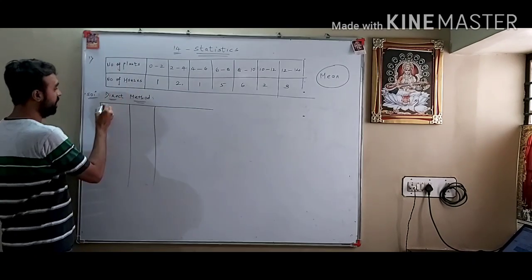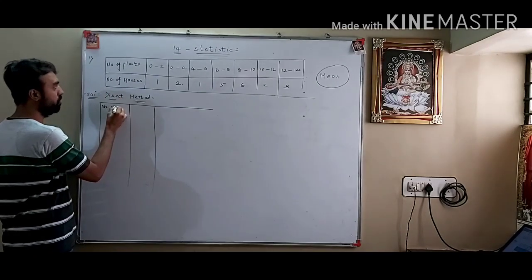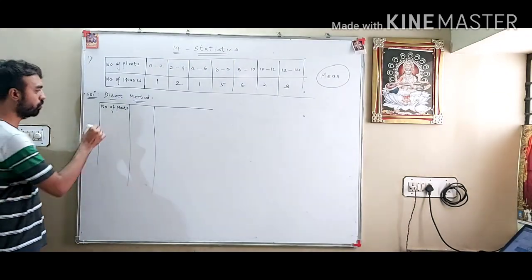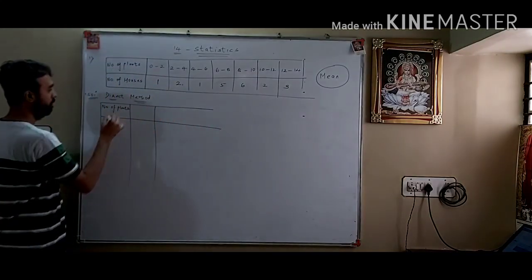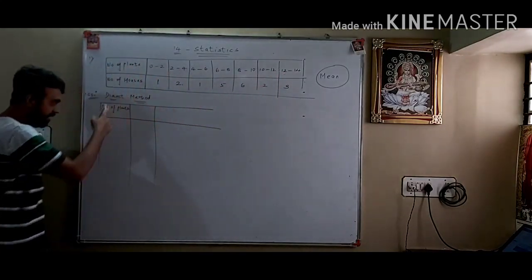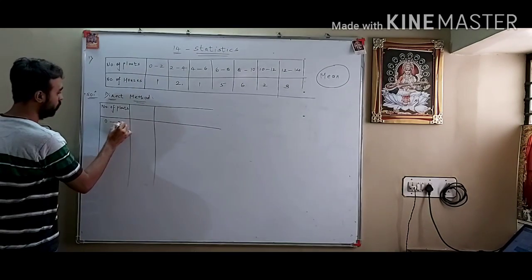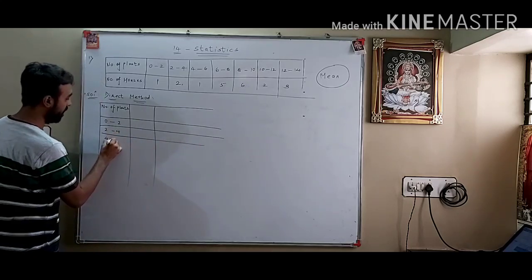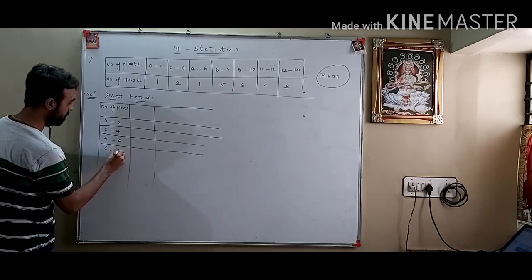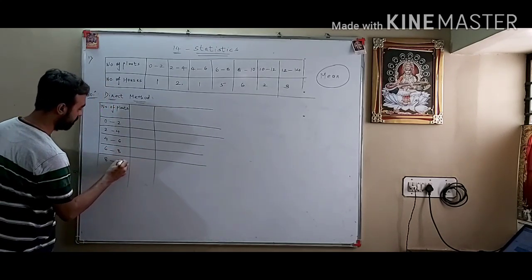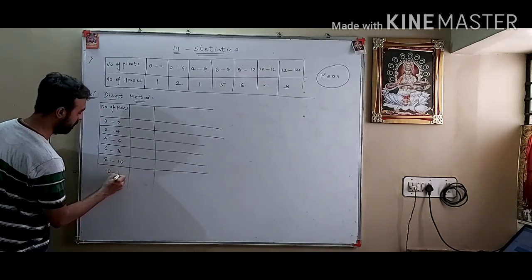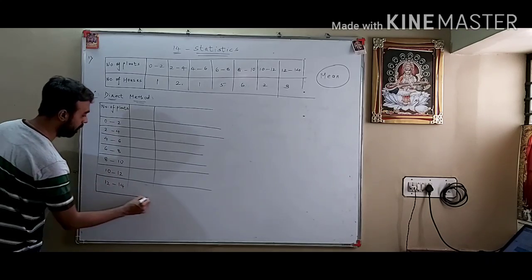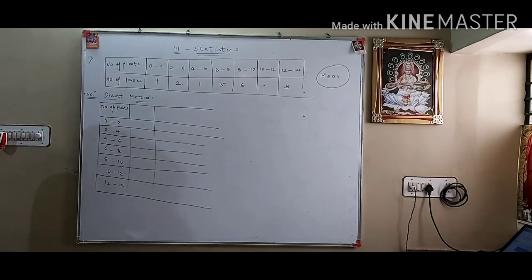The first column will be the same as in the question. You need to take it from the question. No need to make any changes. Number of plants. You need to copy the first column from the question, but write it in this column format. That means 0 to 2, then 2 to 4, then 4 to 6, then 6 to 8, then 8 to 10, then 10 to 12, and last is 12 to 14. So you need to write it down from the question.